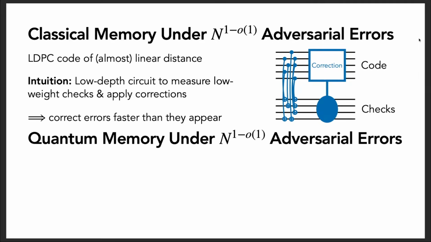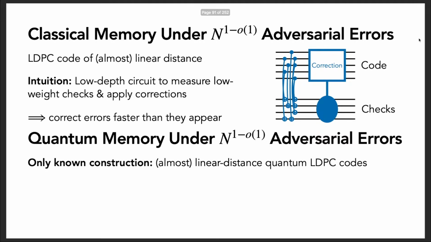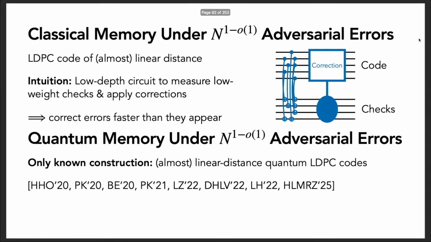So great, we have classical memories that are robust to an almost linear number of adversarial errors. Can we also get a quantum memory that's robust to an almost linear number of adversarial errors? It turns out that it is also known how to do this, and we just stick the word quantum in front of what was going on up here. We use almost linear distance quantum LDPC codes, or actually even just linear distance quantum LDPC codes. And there's a beautiful line of work constructing these linear distance quantum LDPC codes.